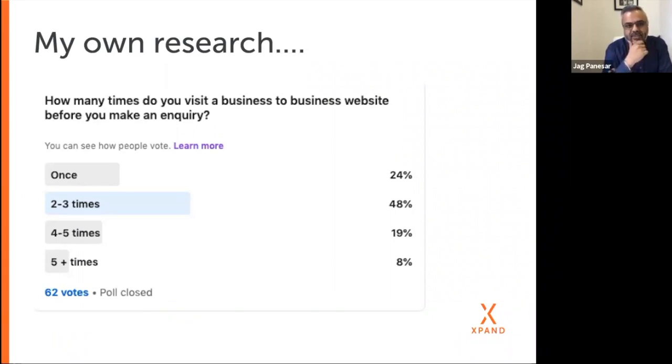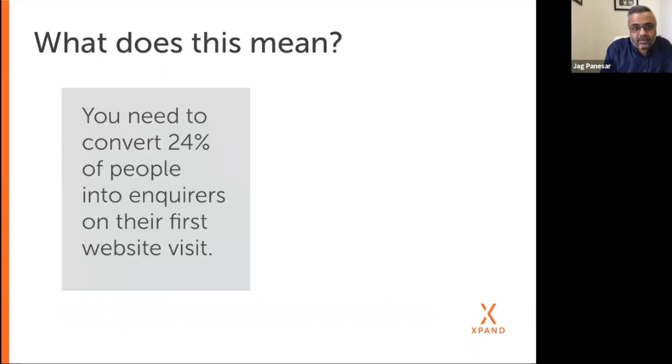We had 62 votes. So it's not a huge amount of people that have answered, but it was indicative of what I actually anticipated the results to be. So the question is, what does that actually mean? What it means, when you think about it in terms of a website, is that you need to convert 24% of people into inquirers on their first website visit.